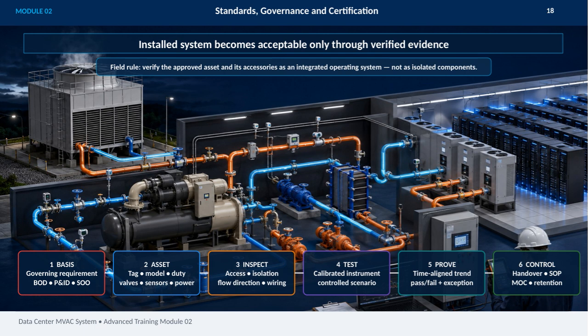Finally, control involves formal handover, standard operating procedures, management of change, and record retention. The key field rule here is to verify the approved asset and all accessories together as a fully integrated operating system, not just as separate components. This holistic approach is critical for maintaining system integrity and operational success.